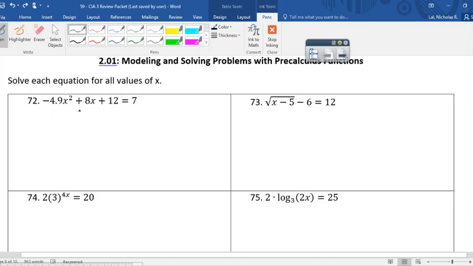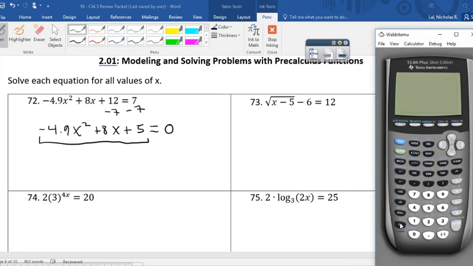Negative 4.9x squared plus 8x plus 12 is equal to 7. One thing I can do is subtract 7 from each side. So I get negative 4.9x squared plus 8x, and then 12 minus 7 is plus 5, and this is equal to 0. Because this is equal to 0, I can find the zeros of this polynomial in my calculator to find out when x is equal to 0. So let's pull up my calculator.